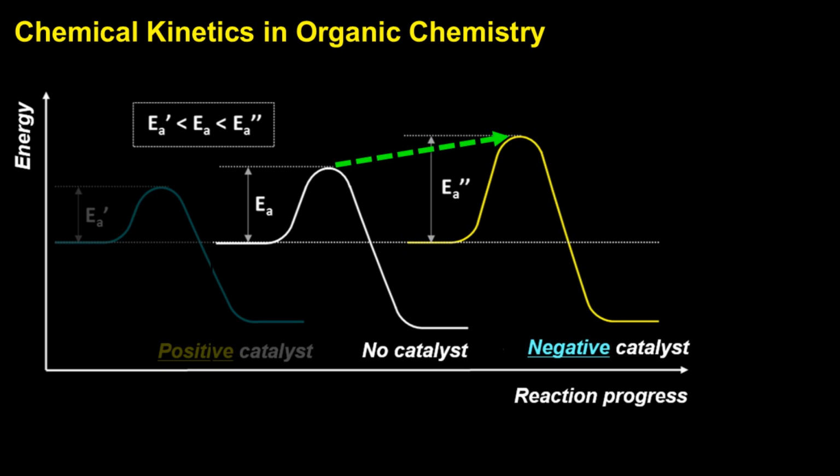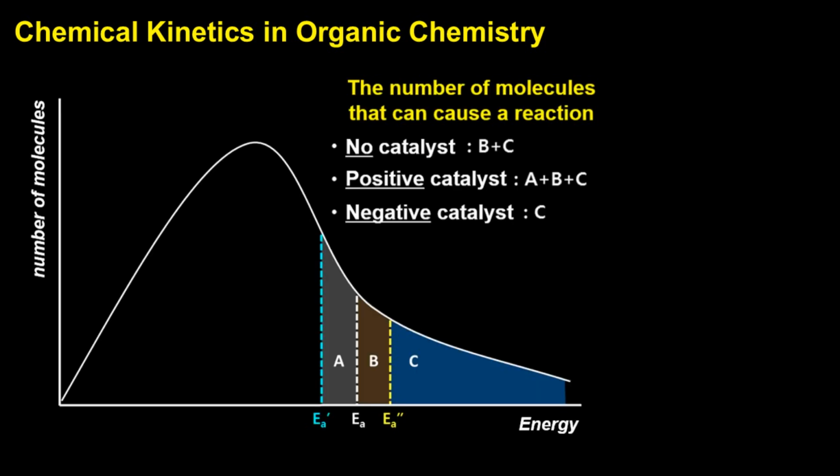Now, to summarize, catalysts don't change the overall reaction itself. They only control how fast the system reaches equilibrium. A positive catalyst speeds things up by lowering EA. A negative catalyst slows things down by increasing EA.